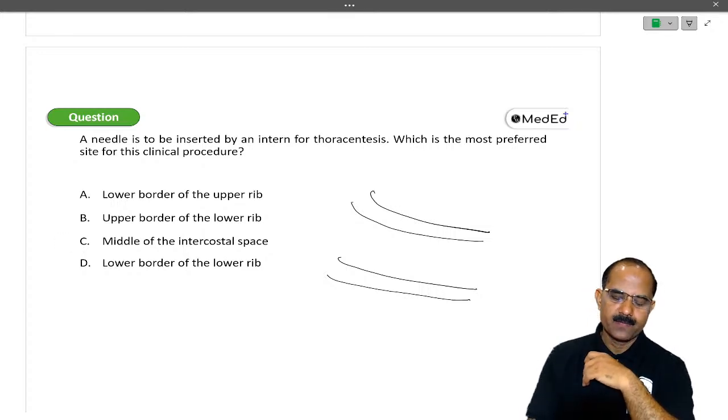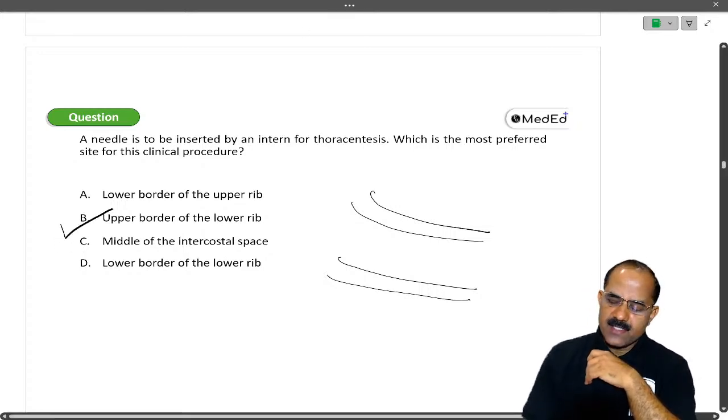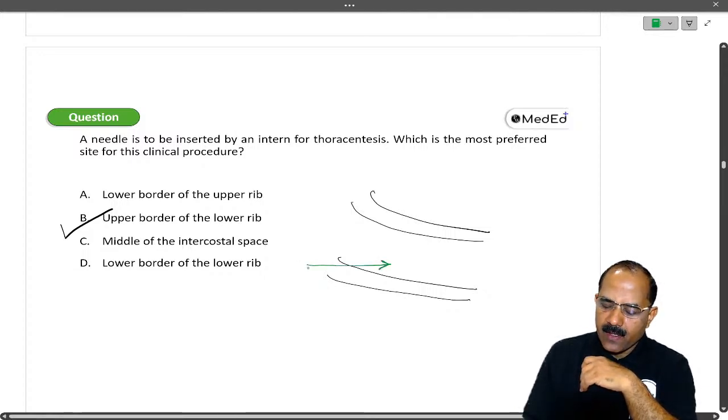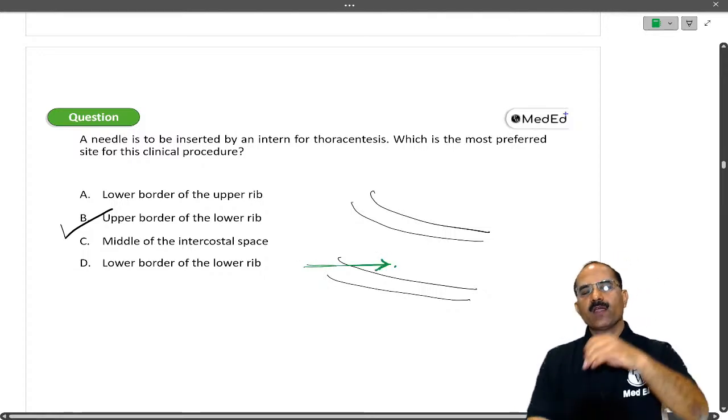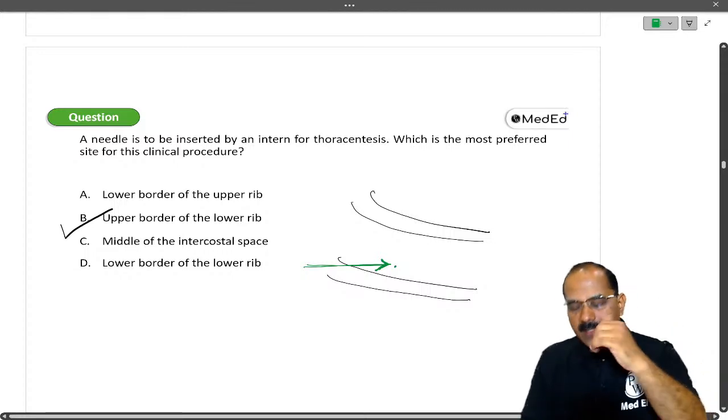Answer is B. Upper border of lower rib. यहाँ पे insert करते हैं needle. Upper border of lower rib पे needle insert करते हैं.